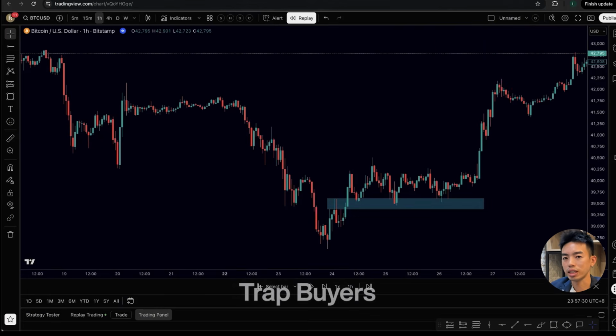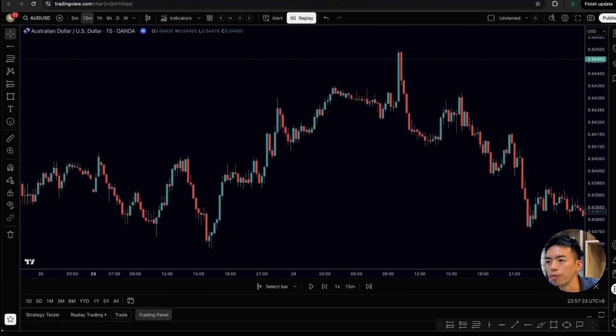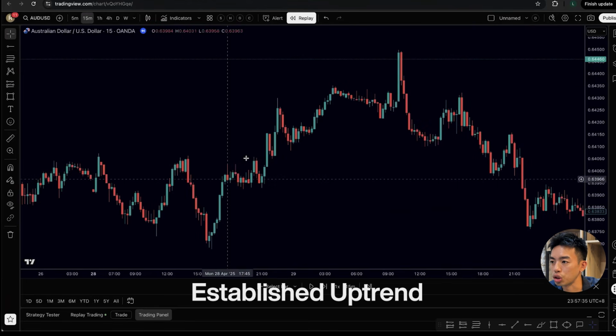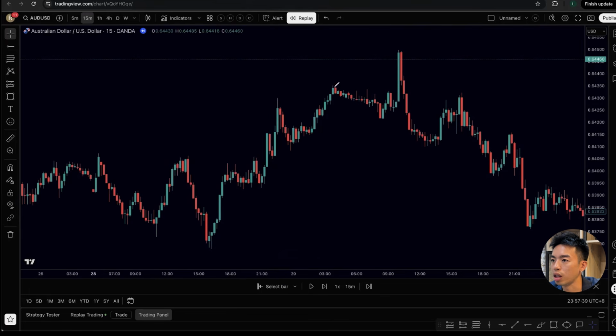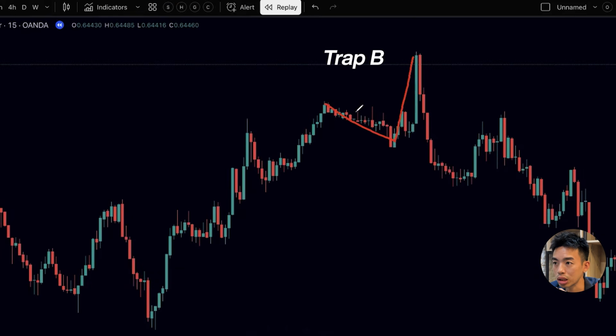And here's another example for trap buyers. If we look at Aussie USD on the 15-minute time frame, we see an established uptrend. Now this established uptrend has been going on for a while, and on this final move towards the upside, we get to see a trap B forming. Now this is a clear support and resistance area where it's a logical spot where buyers are going to buy at this precise area right here.